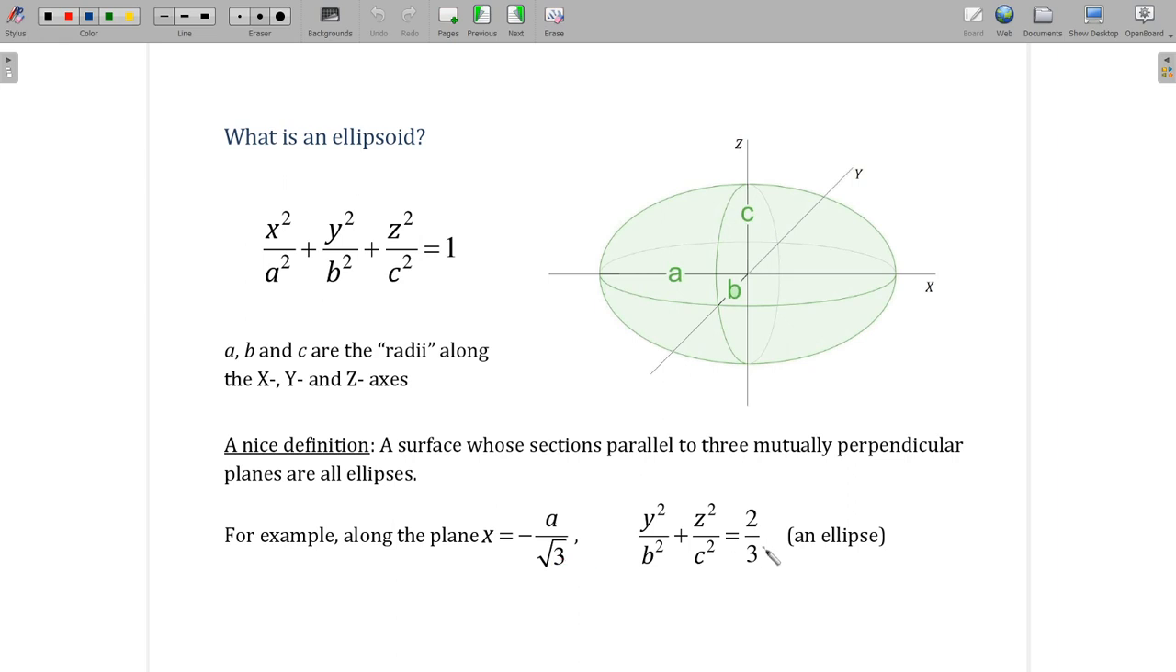minus a by root 3, I get this equation which is an ellipse, and this ellipse is in a plane which is parallel to the yz plane, right? X is already fixed. We put the value minus a by root 3. So we are in the plane x equal to minus a by root 3, and in that plane we have an ellipse. So in 3D geometry, if we have just one equation, so for example, if I have this one equation, it describes a surface, right?